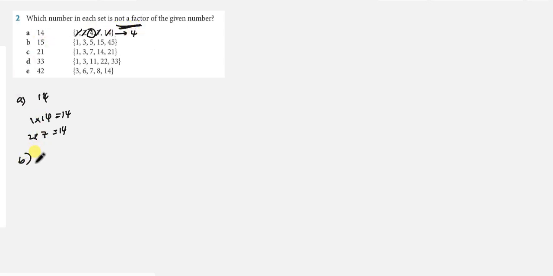Part B, we have 15. So 1 times 15 is equal to 15. It cannot be divided by 2. So 3 times 5 is equal to 15. So we have 1, 3, 5, and 15. So the answer here is 45, which is not a factor of 15.